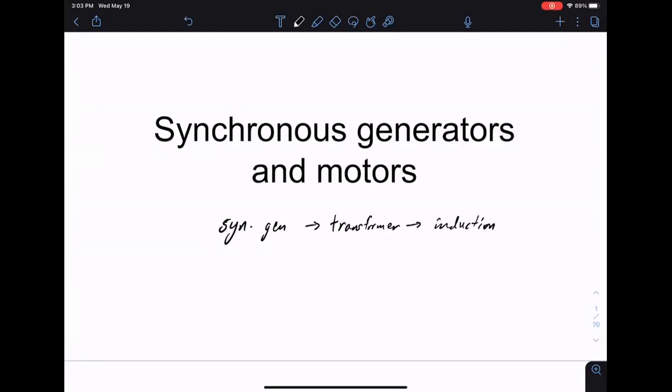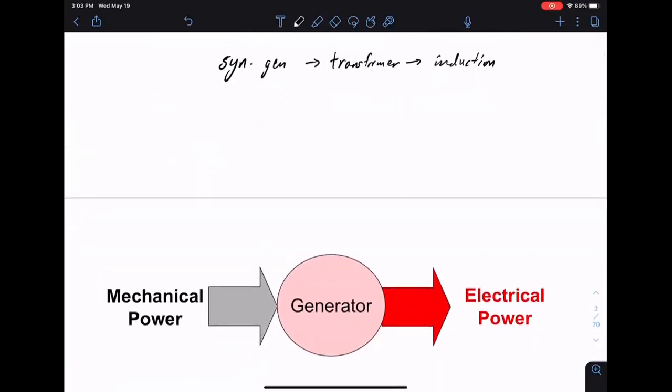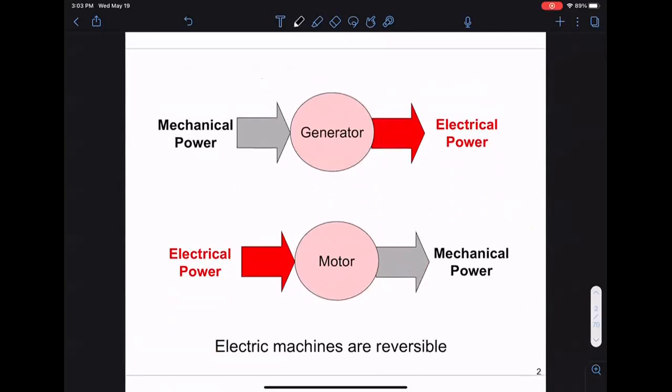So synchronous generators. What does synchronous generator mean? Where does the word synchronous come from? Before that, one thing we should all remember: when we talk about generators and motors, there is physically no difference between the two. They look the same.